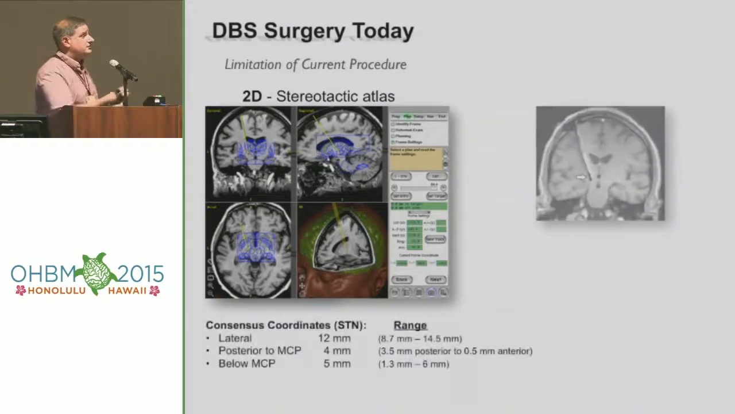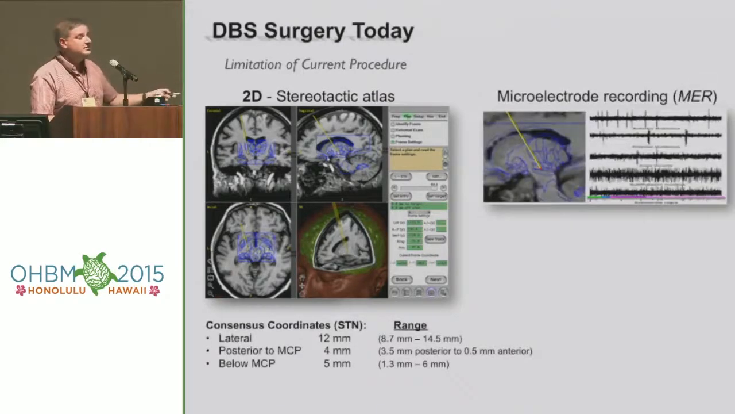Now, of course, as expected, there's variability between the location of my STN and Carl's STN and so on. So how do we find the STN today? In most cases the procedure is microelectrode recording, MER, where you map as you advance the electrode. Each different nucleus has a different firing pattern. Once you hit the STN, hopefully you recognize that and know you're in the target.